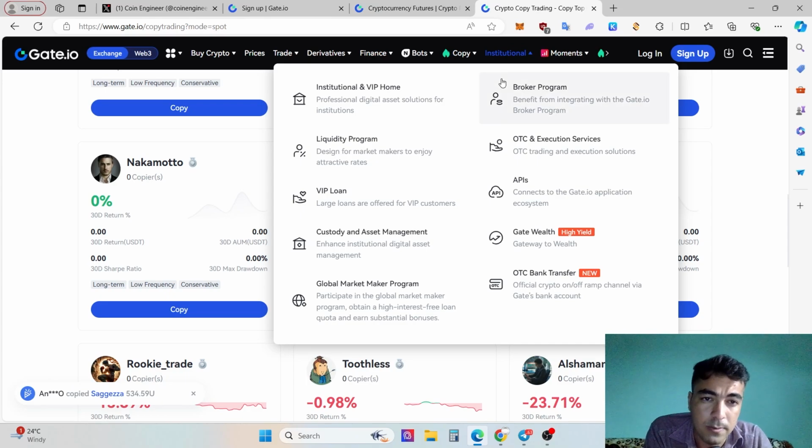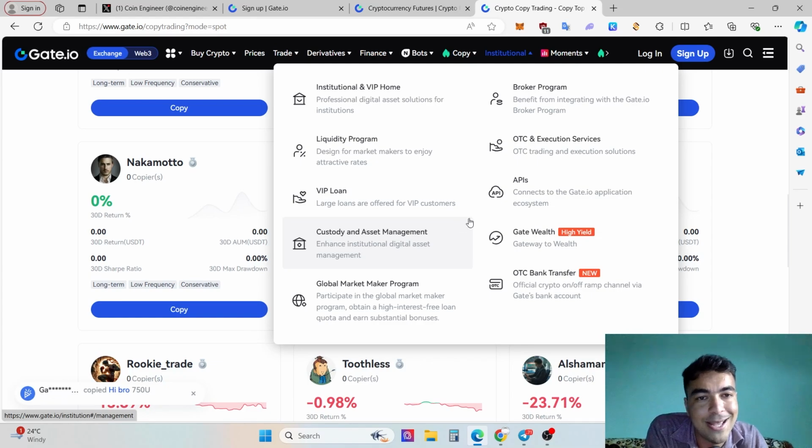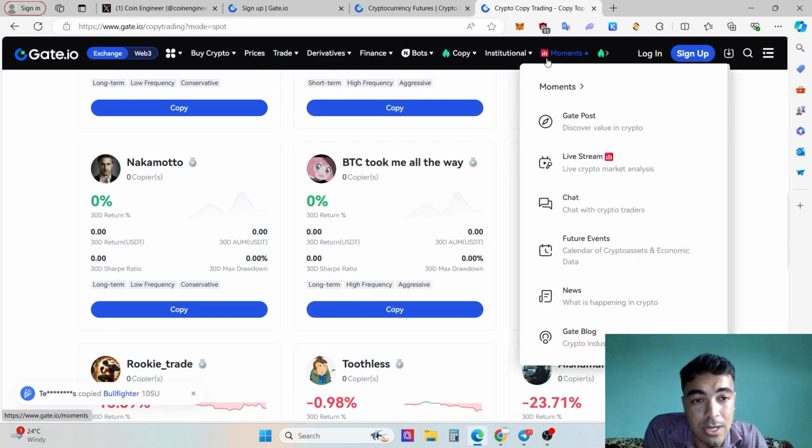If you are institutional or corporate customers, or if you want to join the broker program, you can use this site. Probably if you are an institutional or corporate user, I don't need to explain that. But for example, the broker program is located on the Gate.io website. You can get APIs, liquidity program, VIP loan, custody, and asset management. Probably you already knew about that, so I don't need to take a look at that.